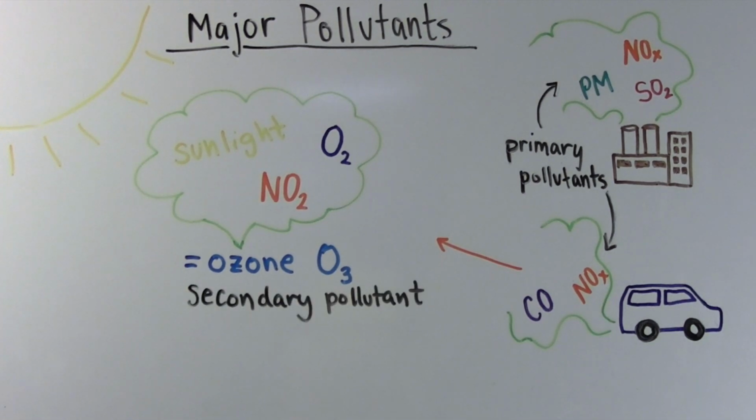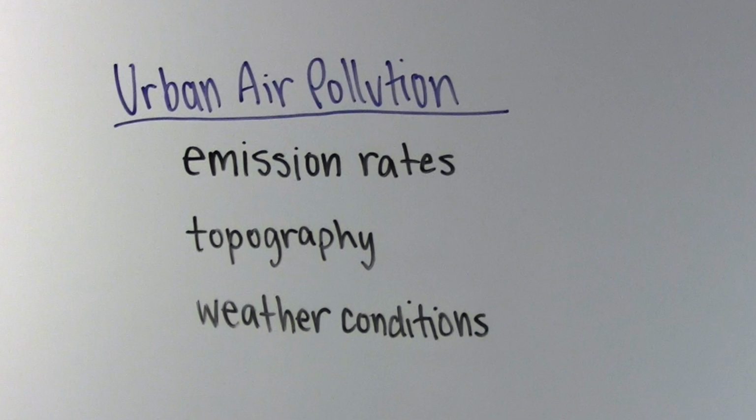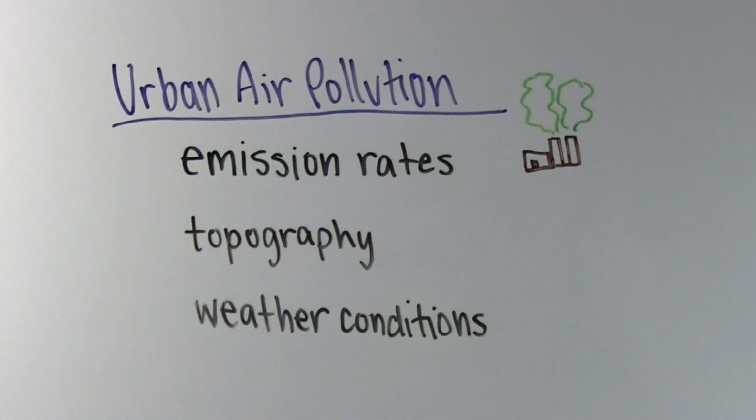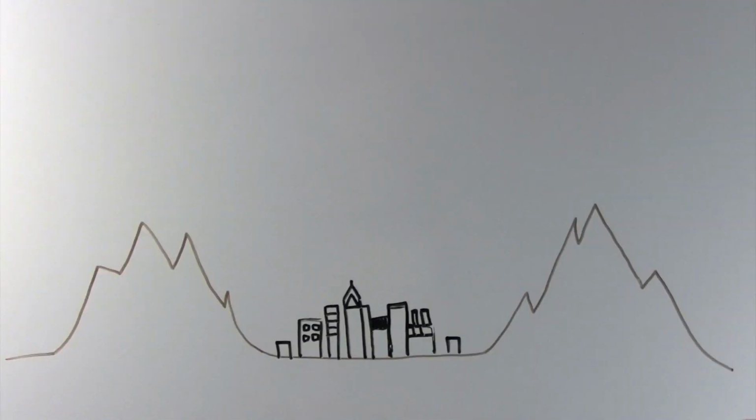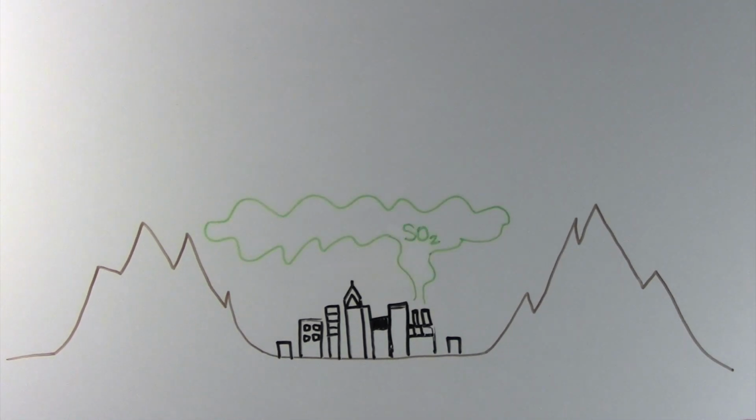Now let's look at some other air pollution processes. In urban areas, air pollution is dependent on emission rates, topography, and weather conditions. For example, let's consider a city located in a low valley. This city burns coal and thus releases sulfur dioxide and particulate matter into the air. Because of the low wind conditions in this valley, these pollutants have nowhere to go and thus build up above the city over time. This can create long-lasting smog.